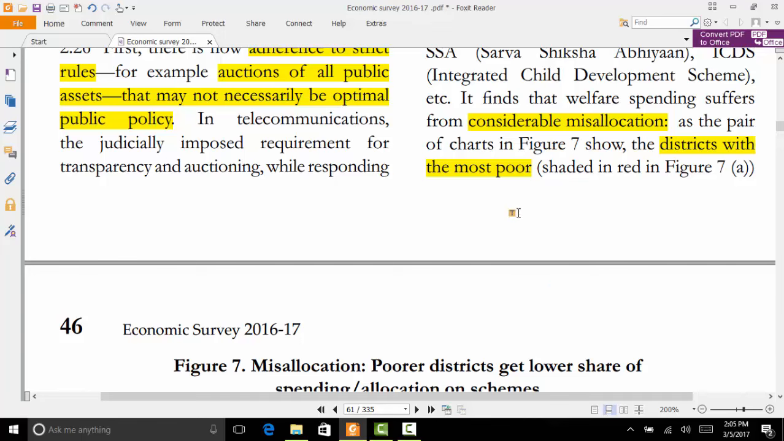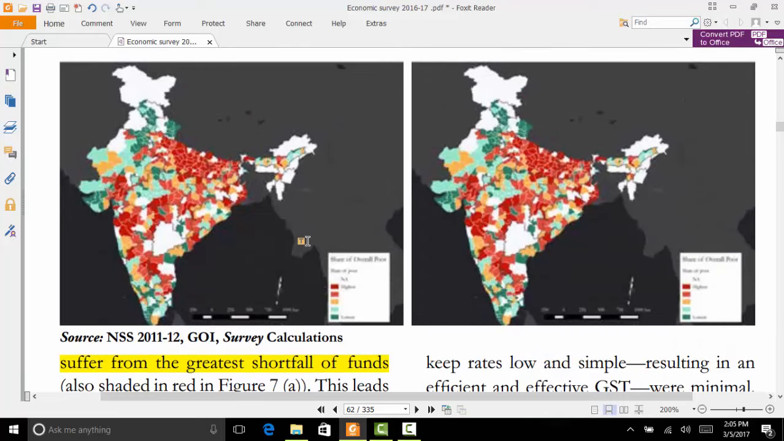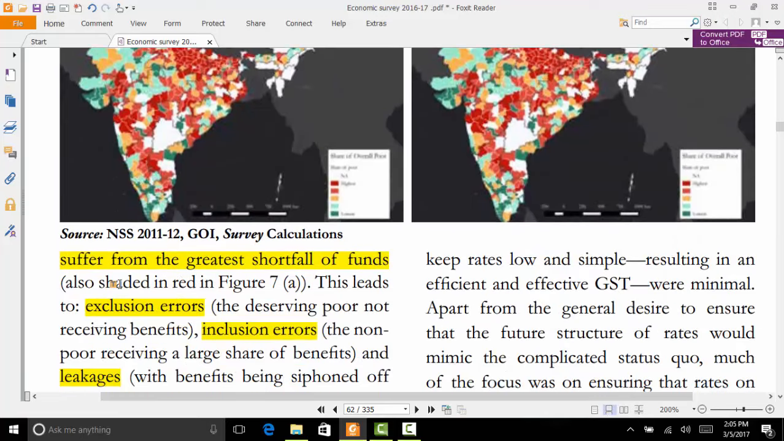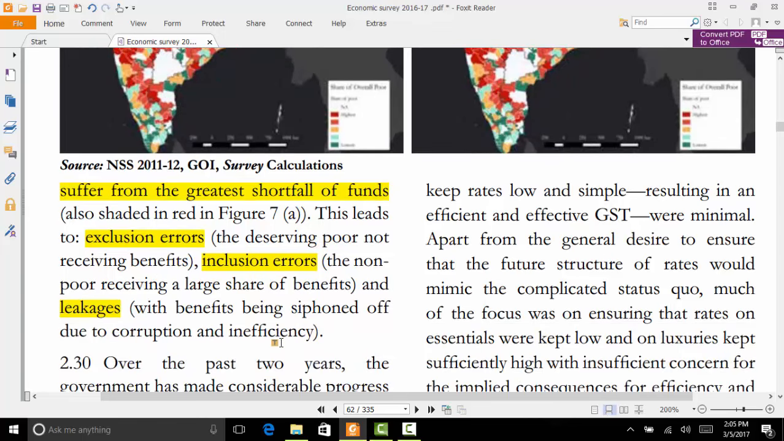It shows districts with the most poor, figure 7a, as it was earlier in the data as well, suffer from greater shortfall of funds. Now discuss certain, it leads towards exclusion error, meaning deserving poor not receiving benefits, inclusion error, the non-poor receiving a large share of benefits, and leakages, the benefits being siphoned off due to corruption and inefficiency. So remember this whole paragraph: exclusion error, inclusion error, leakages.